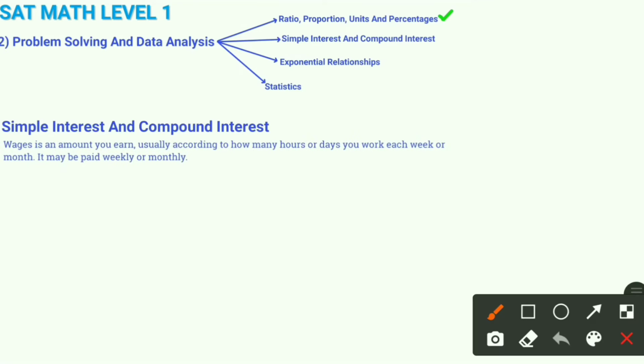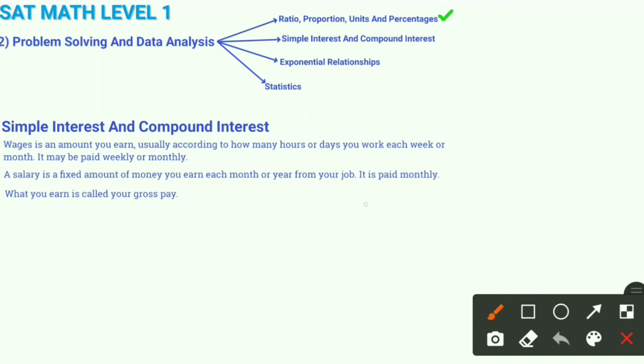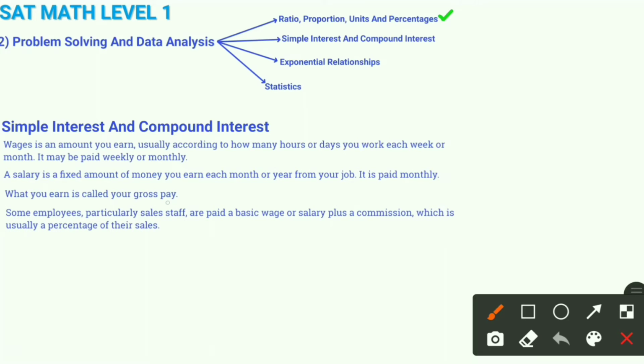So let's begin. Wages is an amount you earn, usually according to how many hours or days you work each week or month. It may be paid weekly or monthly. A salary is a fixed amount of money you earn each month or year from your job. It is paid monthly. What you earn is called your gross pay.